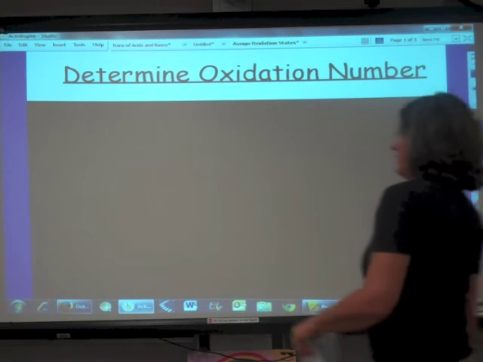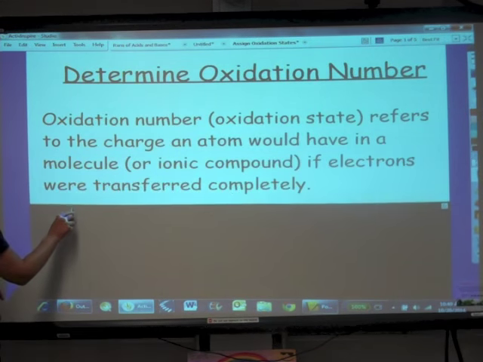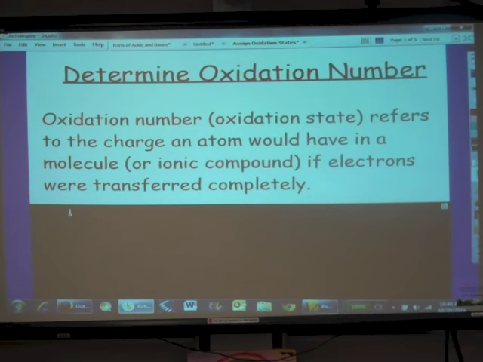Today we will learn a skill that will prepare us for looking at our third type of reaction that we will be studying in this chapter, and that is an oxidation reduction reaction. So our job today is to learn to determine oxidation numbers or oxidation states. An oxidation number or oxidation state refers to the charge an atom would have in a molecule or ionic compound if electrons were transferred completely.